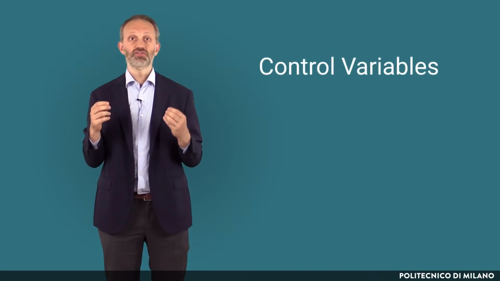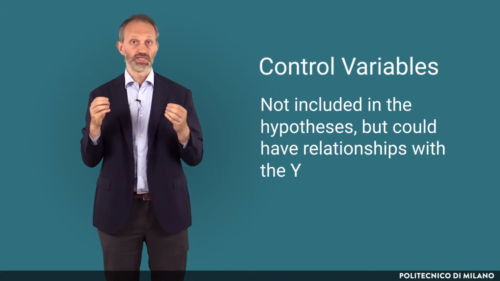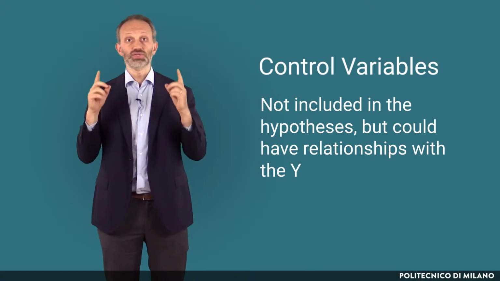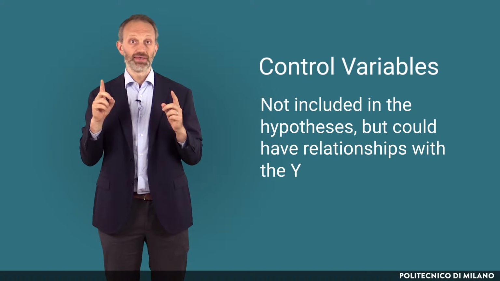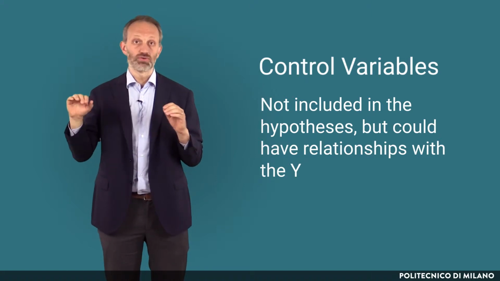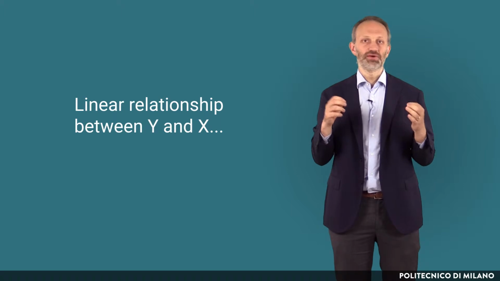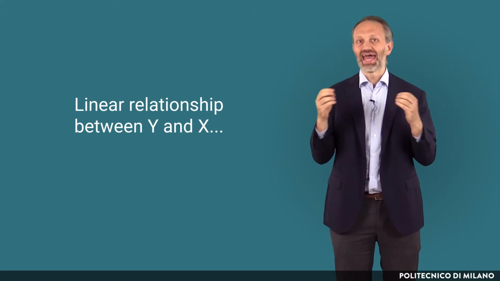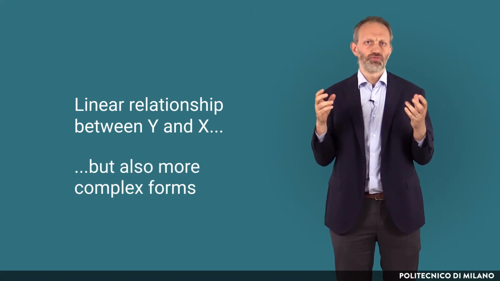Regression also allows us to introduce the so-called control variables, that are variables that are not included in our hypothesis, but could have some relationship with the y, and so we want to clean out their effect. In the IPS project, the typical control variables are company industry, country, and size. Usually, we assume a linear relationship between y and x, but also more complex forms are possible.